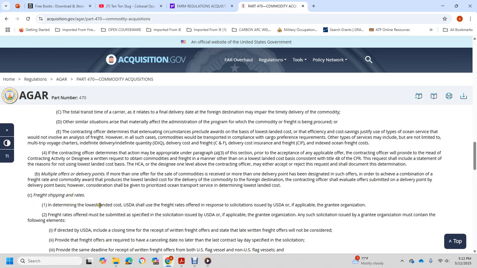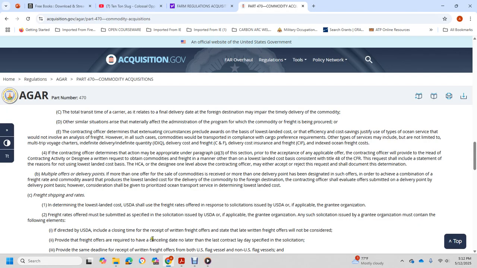Freight and shipping rate. For the determination of the lowest landed cost, USDA issues the freight rates of the offer in response to the solicitation, but issued by the USDA with the applicable grant organization. Freight rates offered are subject to the specific solicitation issued by the USDA with the applicable grant organization. The solicitation issued by the grant organization must contain the following elements: directed by the USDA, the closing time of the receipt of the freight offers, and the freight offer will not be considered late.